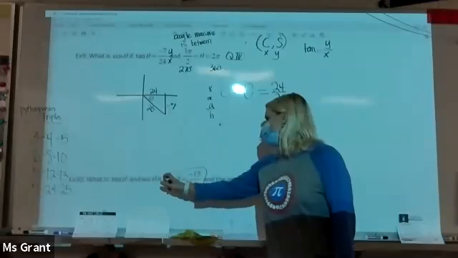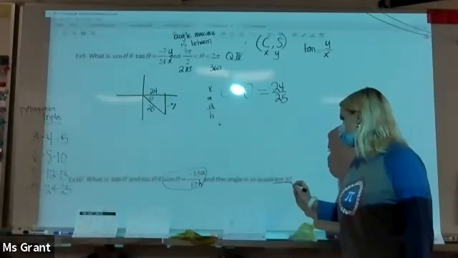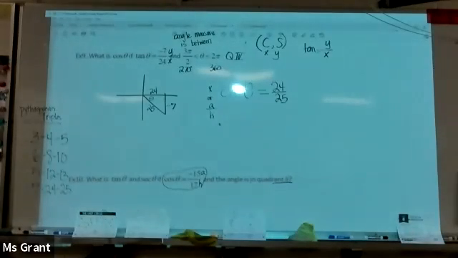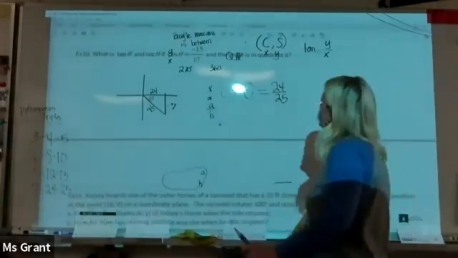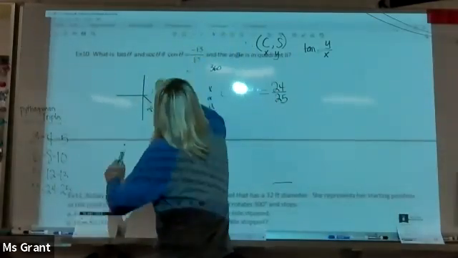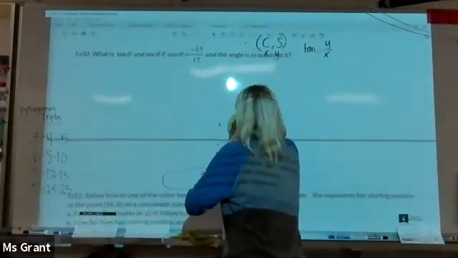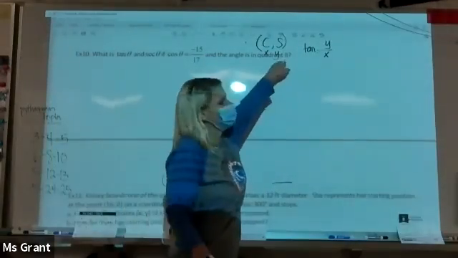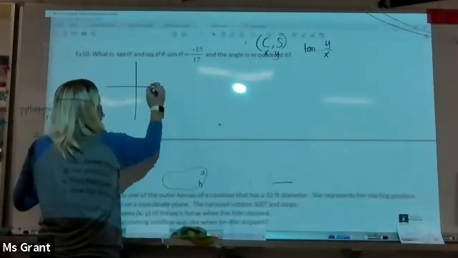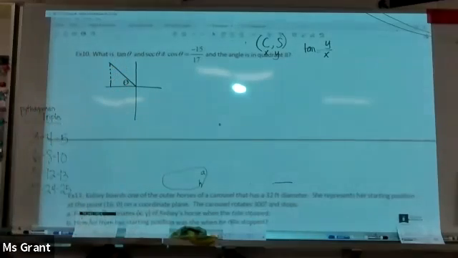Example 9. On 9, I'm given another one. I'm told that the adjacent over the hypotenuse is negative 15 over 17, and it's in quadrant 2. So I can draw another picture for that. In quadrant 2, I'm going to draw a triangle. I use the information I'm given to draw a triangle. I know cosine. I don't know how big it is, but I know that my triangle obviously hits the x-axis. They always have to.